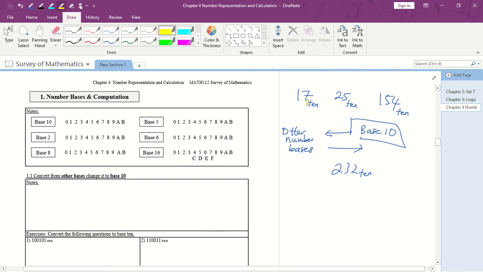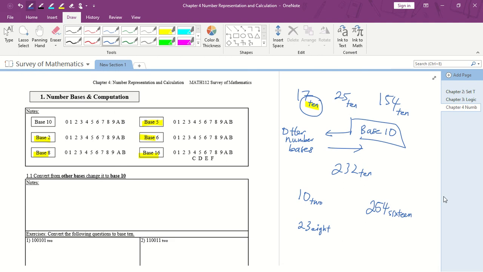Why? Because we might experience other bases like base 2, base 8, base 5, base 6, base 16, which we might be confused with if we don't write this base 10 here. Just for your information, if it is base 10, you write 10 here. If it is base 2, we write 2 here. If it's base 8, we write 8 here. Just that easy. Base 16, maybe, then we just write 16 here.